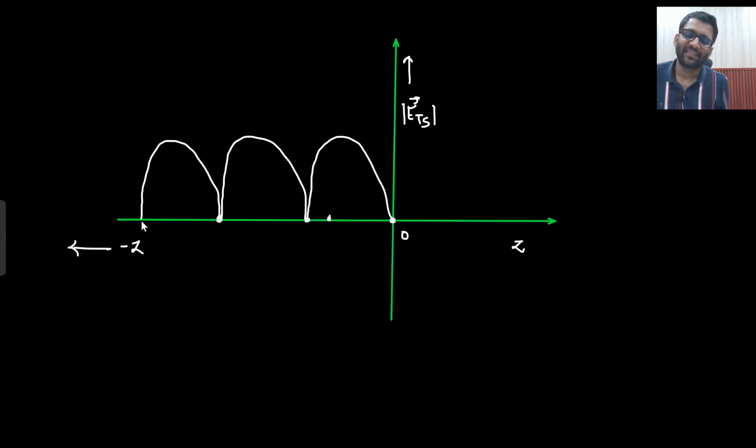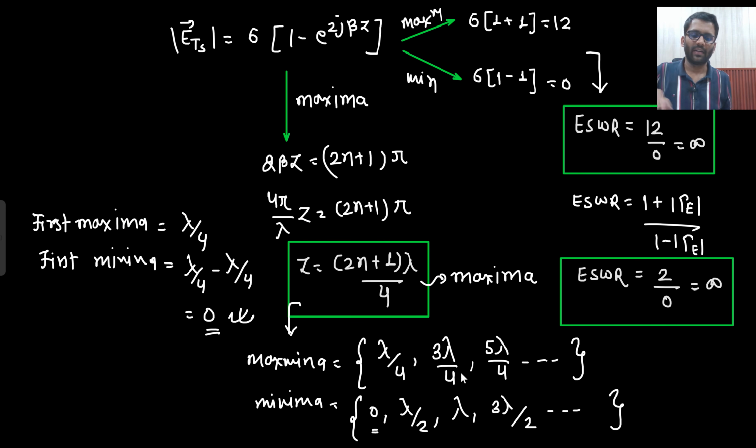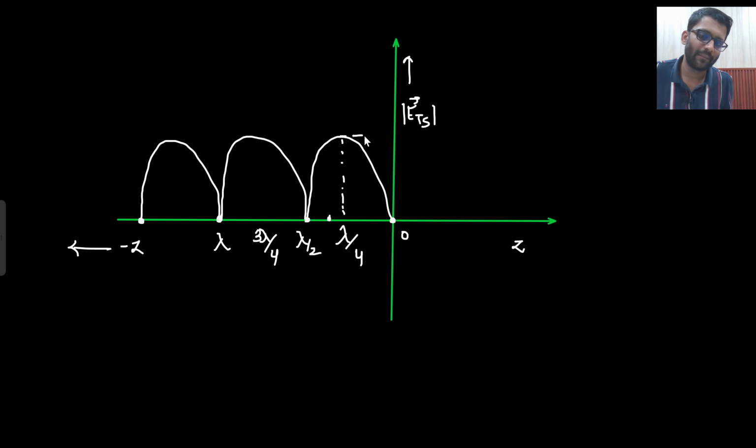Okay. Somehow I have made it. So this is your 0. This is your lambda by 4, lambda by 2, 3 lambda by 4, lambda. So at 0, lambda by 2, lambda you are having minima, and all those points you are having maxima. And what is the maximum value? That is 12. So this is 12. Is that clear to you?